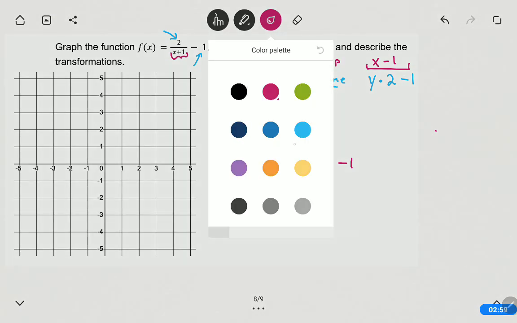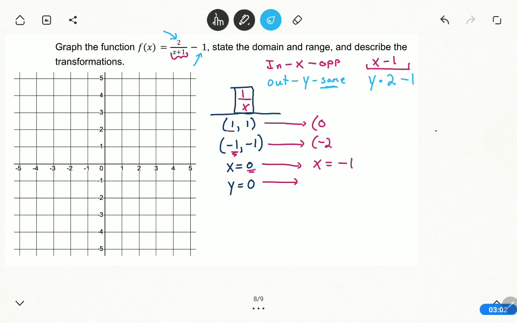Now I'm going to go back through and take care of my y stuff. So y is a little bit more complicated. We're going to have to multiply by 2 and then subtract 1. So 1 times 2 is 2, minus 1 is 1. Negative 1 times 2 is negative 2, minus 1 is negative 3. And for the y asymptote, 0 times 2 is 0, minus 1 is negative 1. So there is my information that I can use to graph this transformed function.